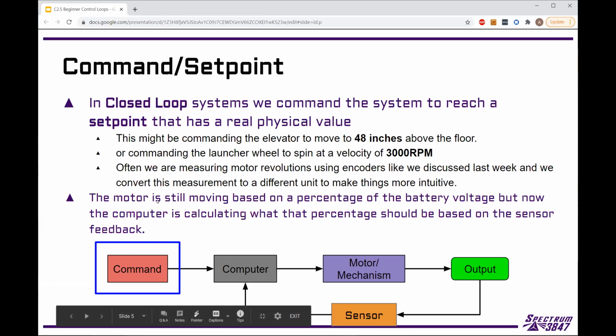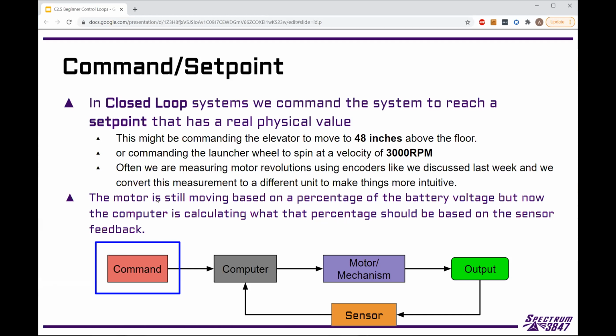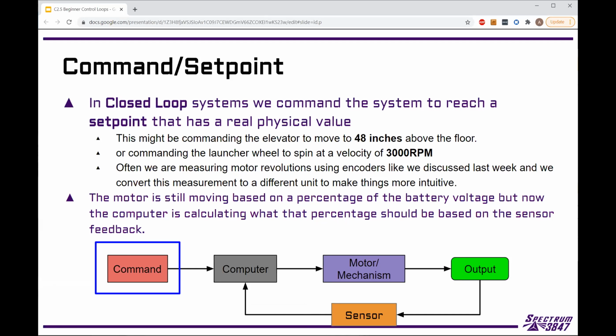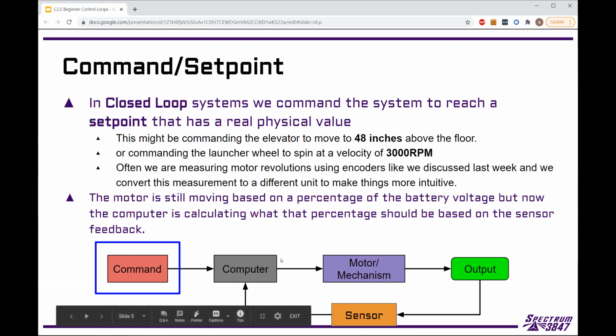So this is a little bit tricky to understand, but I want to make sure this is clear because it sometimes gets confusing. The actual motor is still being controlled based on a percent of the battery, right? You're still telling it, it's still eventually going to get some amount of voltage. We just added some more math and some more computer power in between what the driver is telling it and what the motor is actually doing.